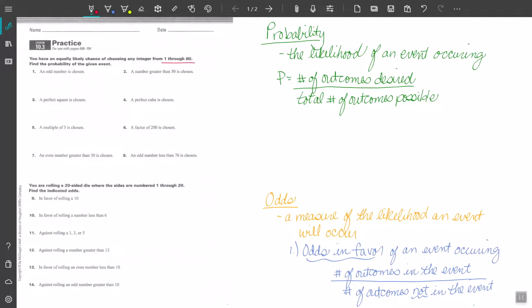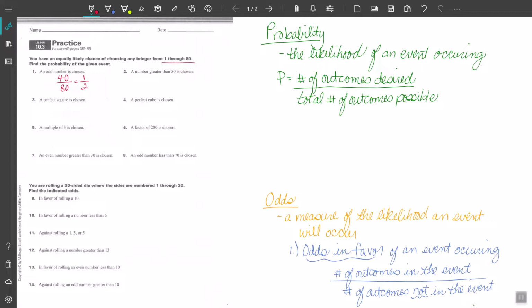So what we do is follow our formula. We have the number of outcomes that we desire. If we're talking about odd numbers only, 1 through 80, well, half of them are going to be odd. So there are 40 outcomes that we desire in this scenario. Out of the total number of outcomes possible, well, we have 80 integers to choose from, so there are 80 possibilities that could happen. So 40 over 80, or when we reduce it, the probability is 1 out of 2. So 1 out of 2 possibilities. For every 2 outcomes that are possible, one of them will be the one that we desire.